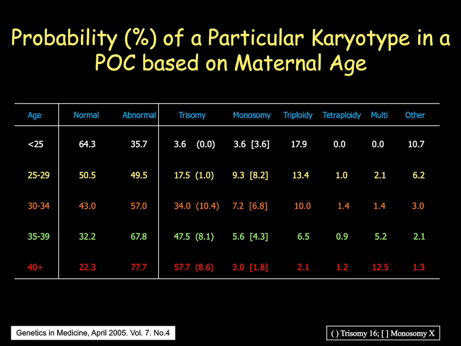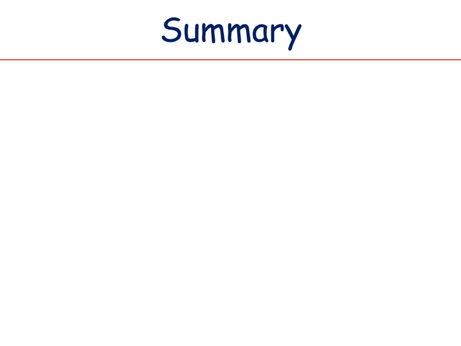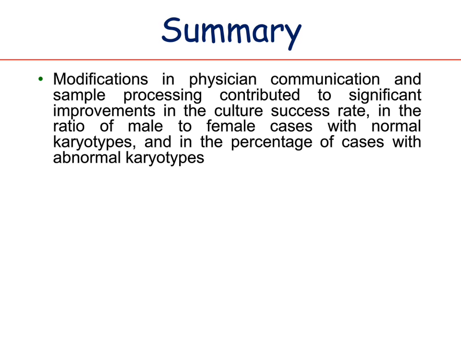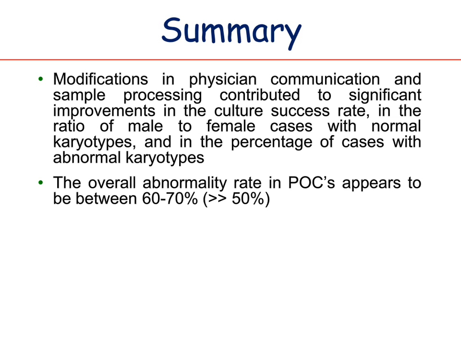So in summary, from the Genetics in Medicine 2005 paper, modifications in physician communication and sample processing contributed to significant improvements in culture success rates, in the ratio of male to female cases with normal karyotypes, and in the percentage of cases with abnormal karyotypes. The overall abnormality rate in miscarriages appears to be between 60 and 70%, which is far higher than the value quoted of 50% from the 1980 papers.